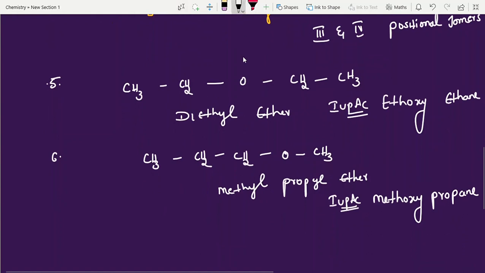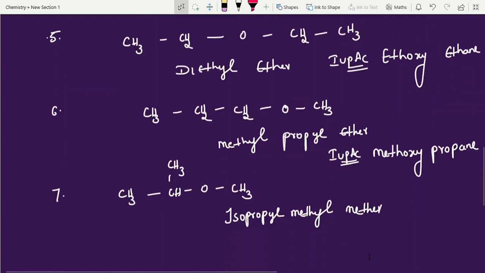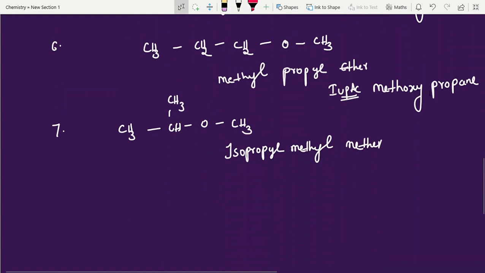Now one more is there. Three ethers I said to you, right? Now one more you can write. CH3, isopropyl. That's all. See, 4 carbons, 10 hydrogens, totally 1 oxygen, right? This is what we call it as isopropyl methyl ether. But what about the IUPAC name? Yes, this is methoxypropane. This is 1-methoxypropane.